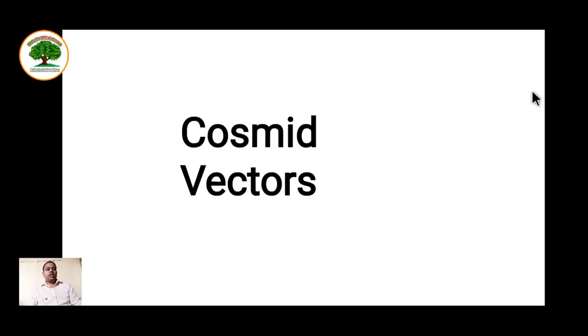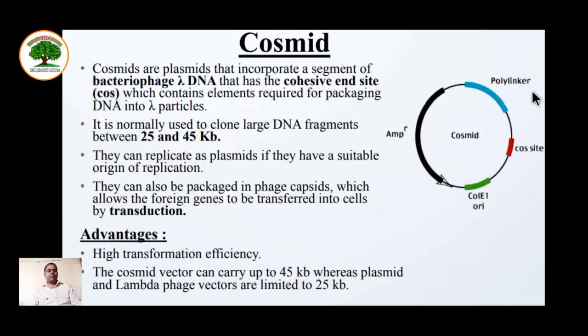Now let's see the next vector, that is cosmid vectors. As the name suggests here, cosmid is cos site plus plasmid. Cosmids are plasmids that incorporate a segment of bacteriophage lambda DNA that has a cohesive end site. Lambda phage DNA has two ends with a cohesive site, that is the cos site, which helps in circularization of this lambda DNA when it is infected.